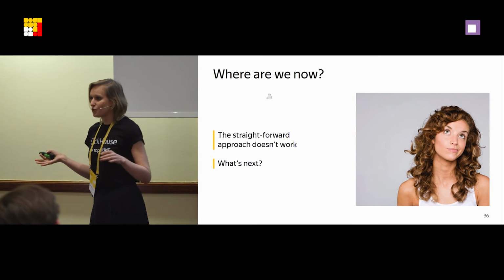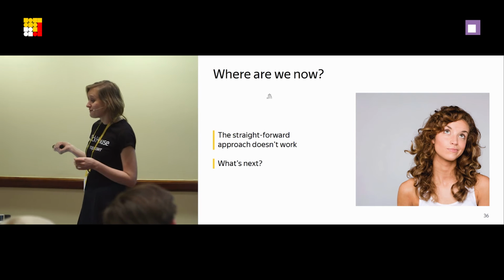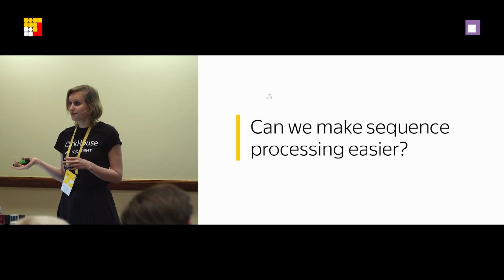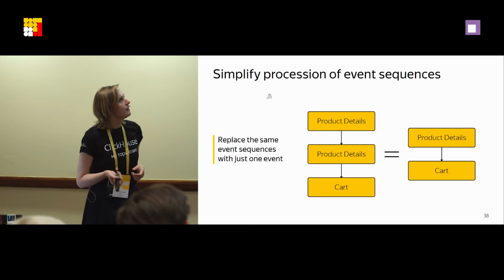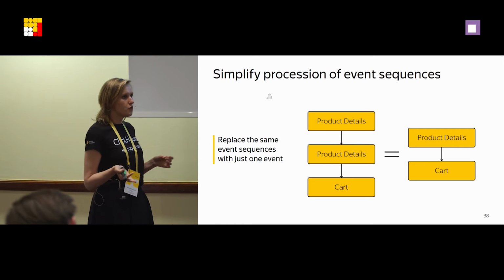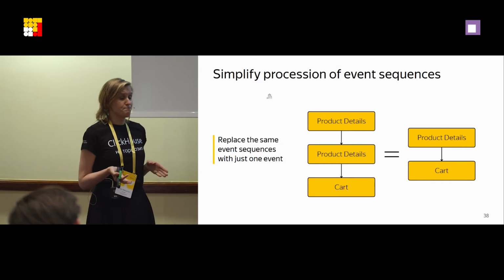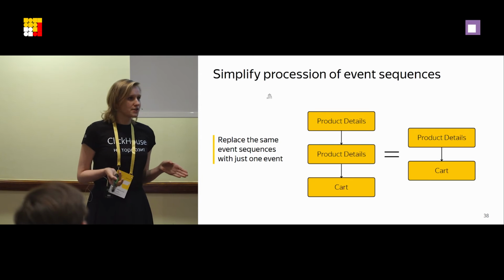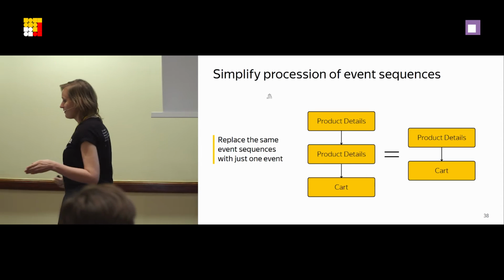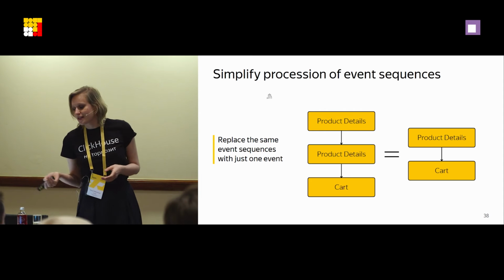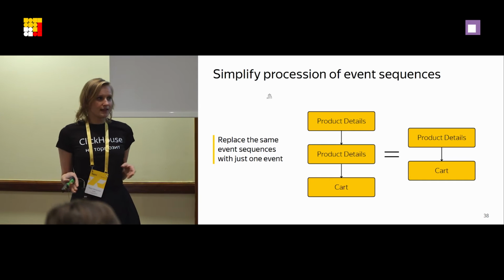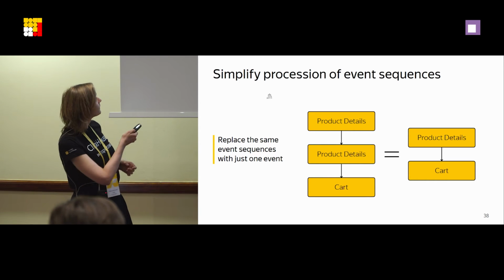As a quick reminder, we tried to use a straightforward approach with sequenceMatch, and it doesn't work for us. So let's think, can we make sequence processing easier somehow? Let's look at these two event sequences. For marketing funnel calculations, they are just the same. So no doubt the right one is much easier for the processor to process, and we can just replace the same consecutive events with one event, and we will maybe have a less difficult query for our processing.